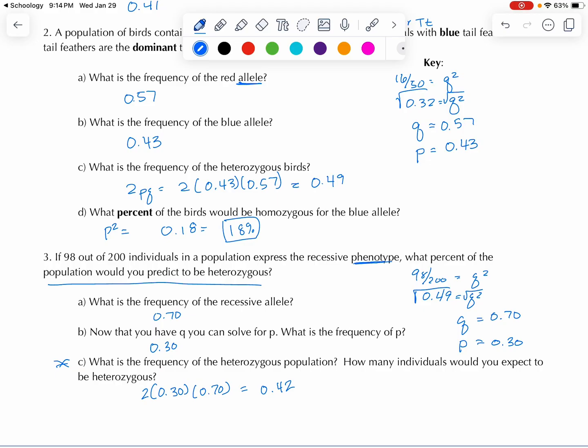All right. Now it says, how many individuals would you expect to be heterozygous? Well, we have 200 individuals, right? And we know that 42% of them are going to be heterozygous. So all we do is we multiply 0.42 times 200. So anytime you're trying to find the number of individuals, if you have the frequency, you just take that frequency and multiply it by the total number of individuals. In this case, it's 84. So there are 84 of them that would be heterozygous.